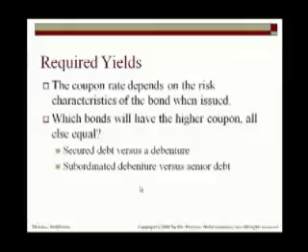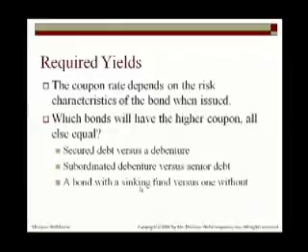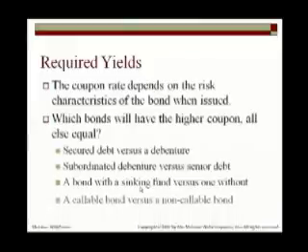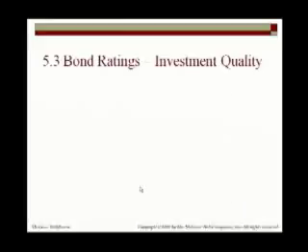Subordinated debentures will be more risky than senior debt, and therefore subordinated debentures will have a higher rate. A bond with a sinking fund will be safer than one without, so it will have a lower interest rate. And a callable bond presents more risk to the investor, and so it will have a higher rate.